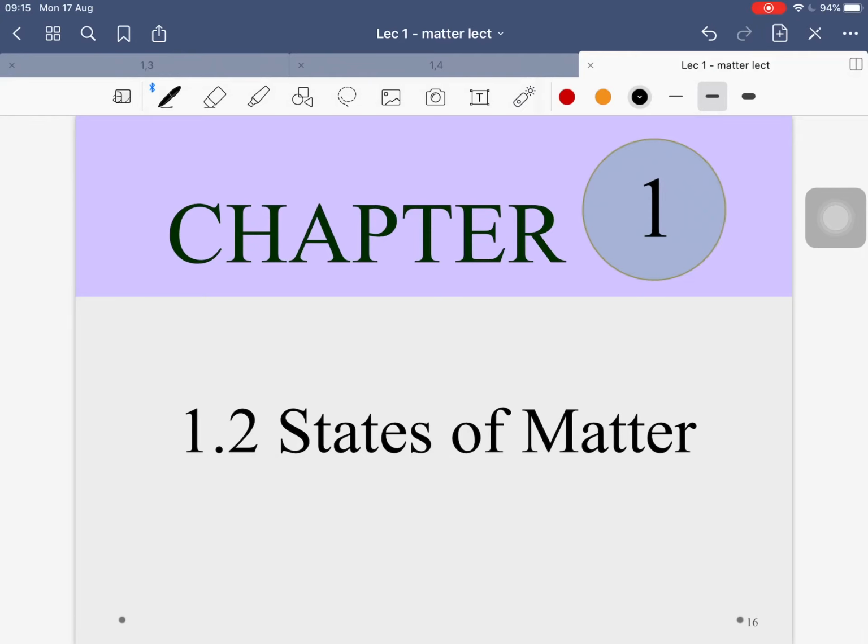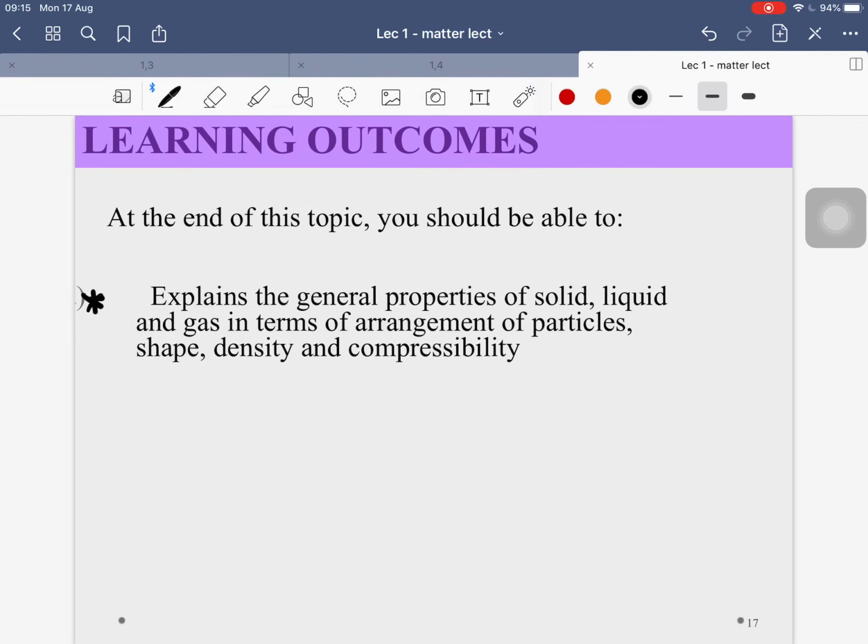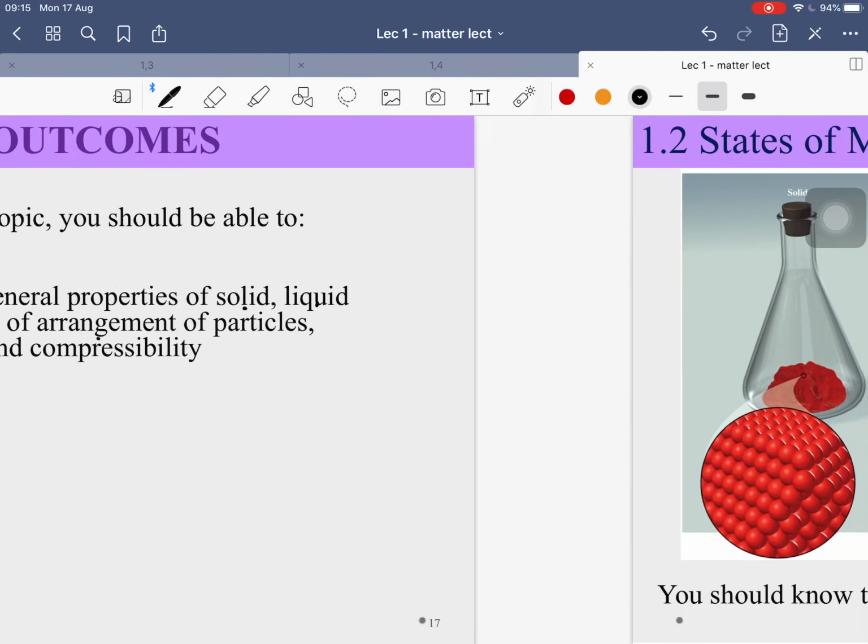Hi guys, so now we're going to learn chapter 1, still chapter 1. It's in the subtopic of states of matter. At the end of this topic, you should be able to explain the general properties of solid, liquid and gas in terms of arrangement of particles, shape, density and compressibility.